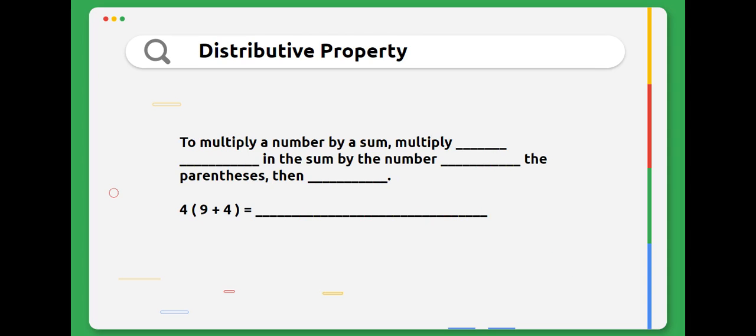Now this one gets a little bit trickier, and this one is a little harder. To multiply a number by a sum, multiply each number in the sum by the number outside the parentheses and then add. So what that means is I'm going to say 4 times 9. I'm taking the 4 and multiplying, because 4 in front of parentheses means multiply this. So 4 times 9 plus 4 times 4 is the same as saying 9 plus 4 times 4.